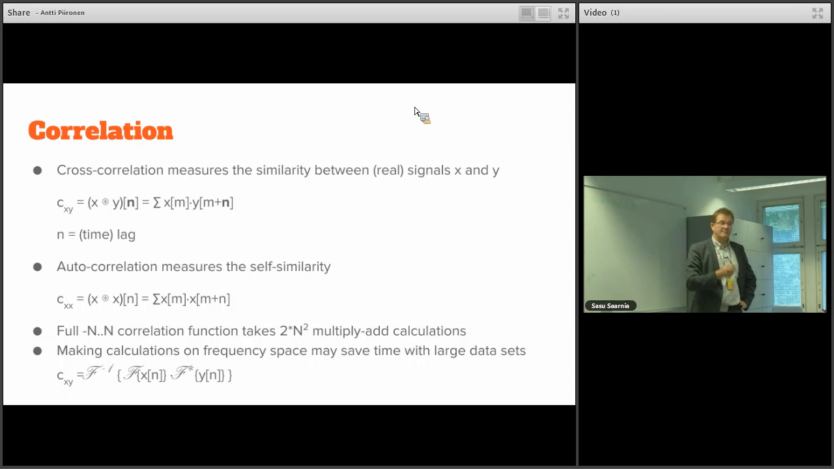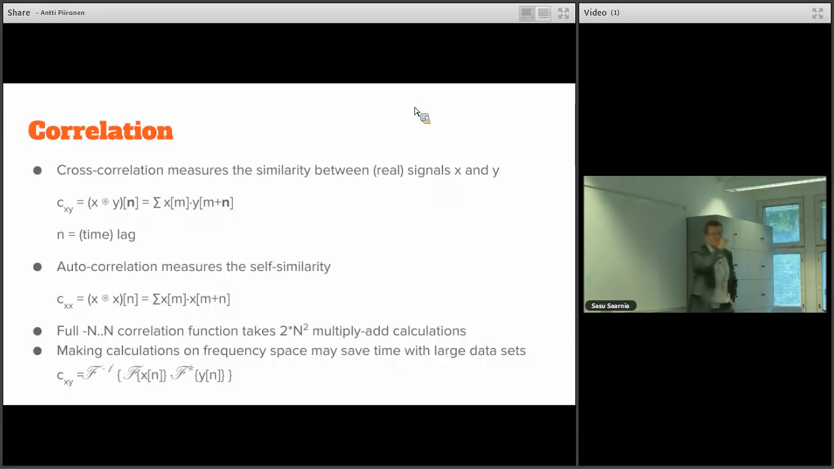And it's a simple calculation. You take... wait a minute. Do I have an error here? I might have an error here. Or do I? I need to check it. Anyways, the correlation.